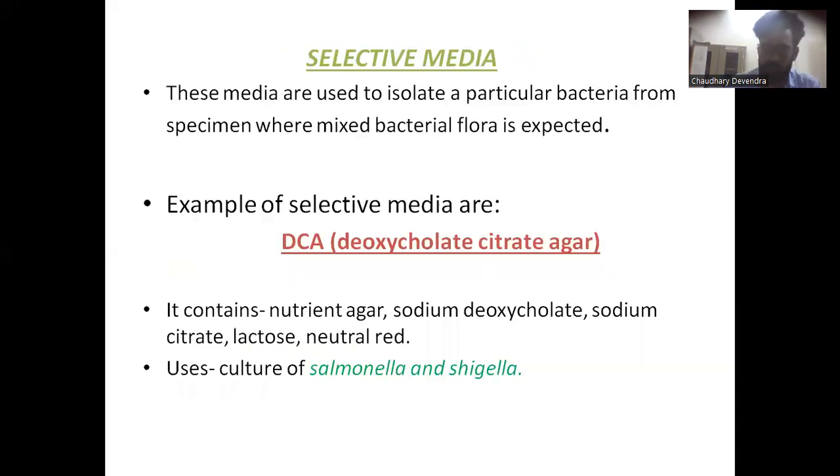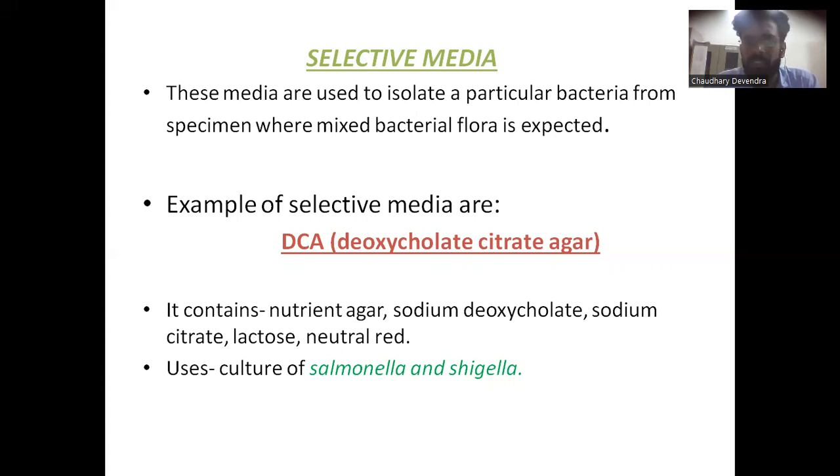Selective media. These media are used to isolate a particular bacterium from a specimen where mixed bacterial flora is expected. Basically, when we take a urine sample or stool sample and we just want to grow a particular bacterium, then we use selective media. Selective media promote one type of bacterial growth and inhibit the growth of other bacteria present in the clinical sample.